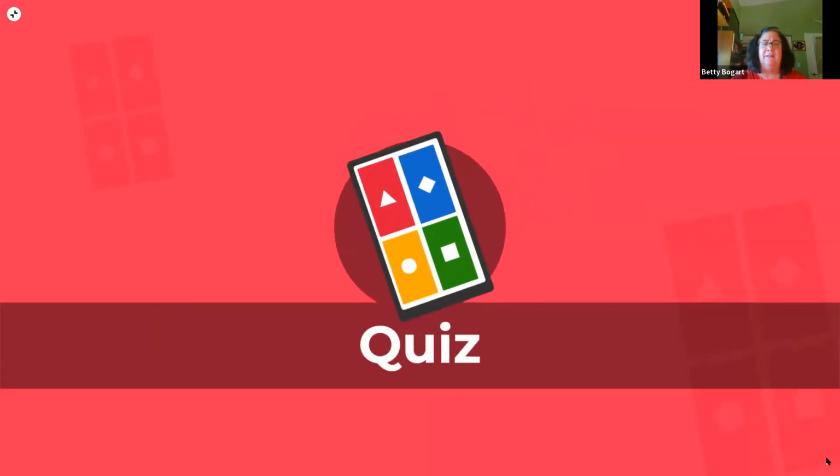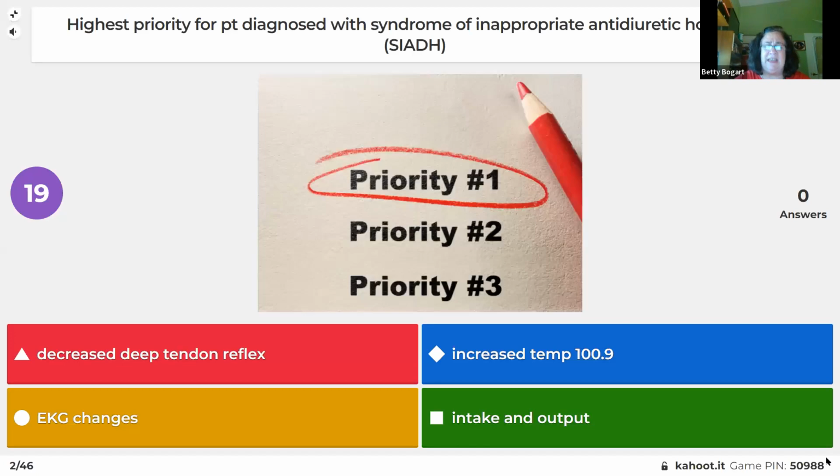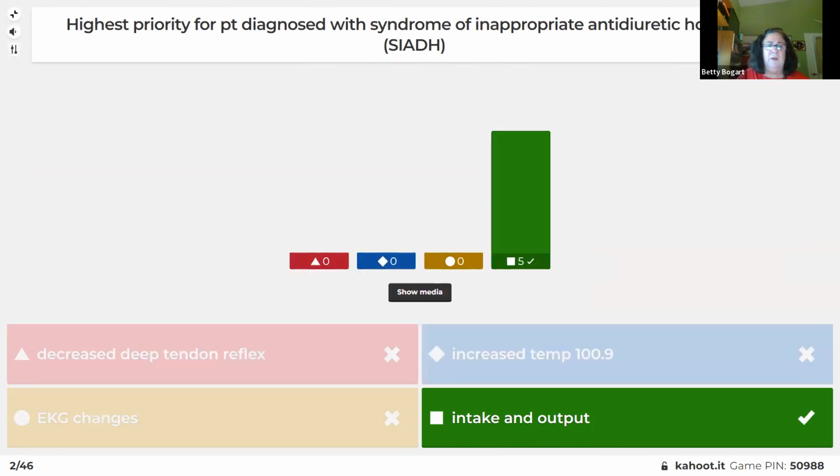It's usually about adolescence. So highest priority for a patient diagnosed with syndrome of inappropriate antidiuretic hormone. Well, antidiuretic means antidiuresis, which means you are not urinating. Okay, syndrome means that you're really not urinating. There are many factors that are stopping you. So we know when we talk about anything with diuresis, whether they are or not, intake output number 1. Also, weights, daily weights are always important.